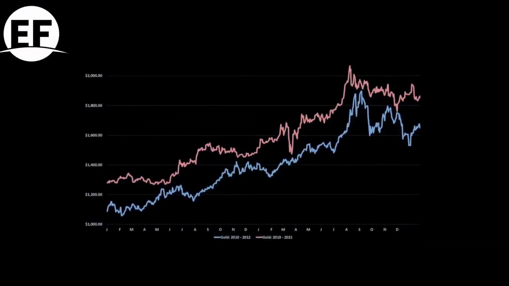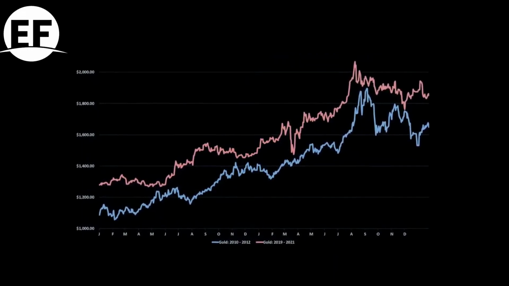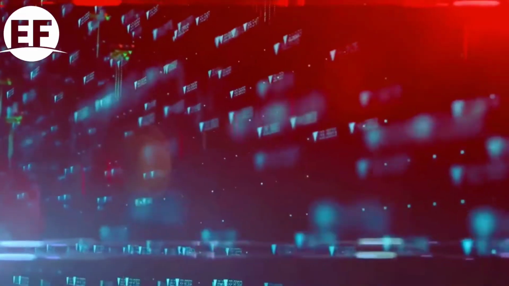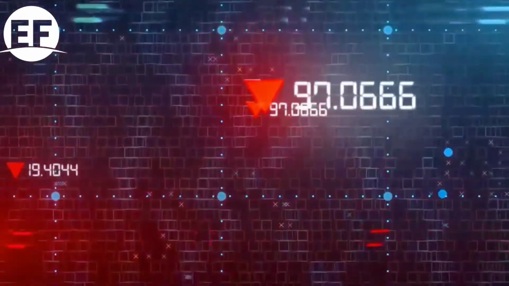So Gary, I'd like to start with this chart that I found interesting that we were talking about offline. It shows gold from two different time periods overlaid on top of one another. So the blue line is 2010 to 2012, a 2-year period starting from January 2010 to January 2012. The red line is January 2019 to present day, so January 26th, 2021.